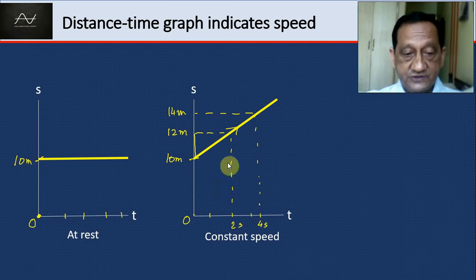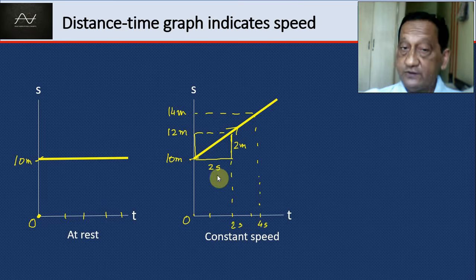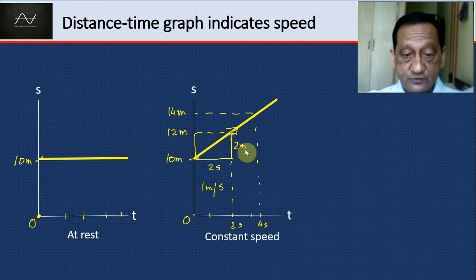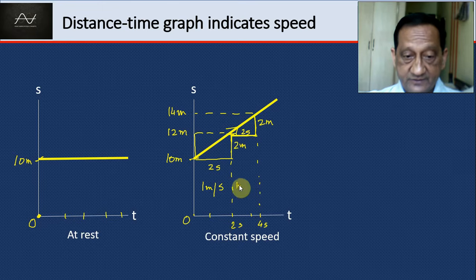If I take the first 2 seconds, it covered a distance from 10 to 12, which is this one. This is 2 meters, correct? And the time taken was from 0 to 2, that is 2 seconds. And therefore, the speed in that 2 seconds was 2 meters in 2 seconds, that is 1 meter per second, the average speed in the first 2 seconds. In the next 2 seconds, from 2 second to 4 second, how much distance does it cover? From 12 to 14, 2 meters. And the time is again 2 seconds. And again, the average speed in this time interval from 2 to 4 second is again 1 meter per second.